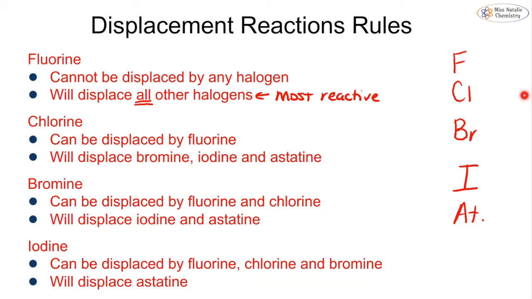Bromine is in the middle, so it can be displaced by the two above it, which is fluorine and chlorine, but it can displace the two below, which is iodine and astatine. Iodine is typically the one that we would say is the least reactive, because we don't really talk that much about astatine. So out of the four, we would say it is the least reactive. So iodine can be displaced by everything above it, which is fluorine, chlorine, and bromine, but the only one that it could displace would be astatine if it was in a compound. But as we said, we don't talk too much about astatine, so it tends to be that iodine doesn't displace anything.